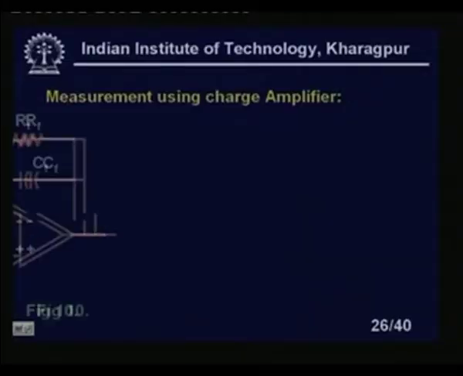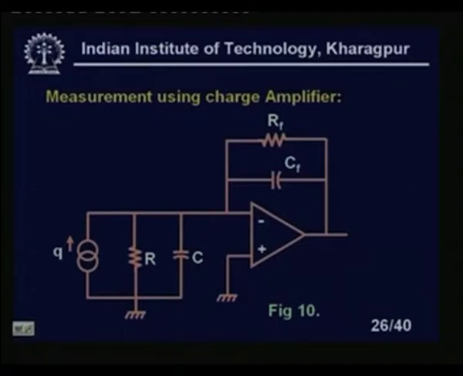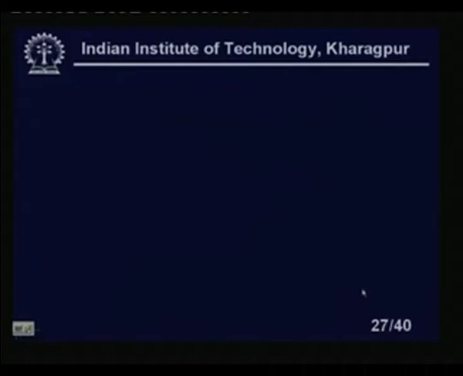Measurement using the charge amplifier. The charge amplifier looks like this: we have a Q and we have R and C at the input side. On the feedback side we have feedback resistance RF and feedback capacitance CF, and we are using an operational amplifier. So, this is the basic charge amplifier.